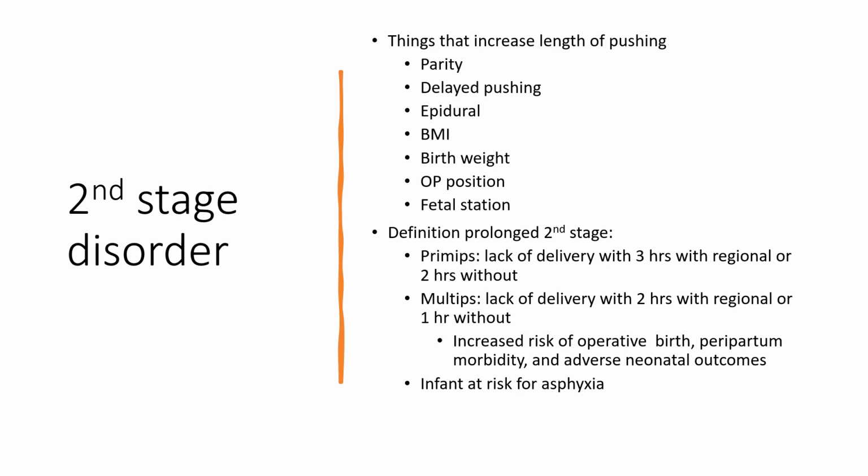A patient who's had babies before, a multip, would get diagnosed with prolonged second stage if she hasn't delivered within 2 hours with an epidural or an hour without an epidural. These patients, when they've been pushing for a prolonged time, are at an increased risk of needing an operative birth. So that means the use of a vacuum or the forceps to help get that baby delivered. They're at an increased risk of peripartum morbidity and some adverse neonatal outcomes.